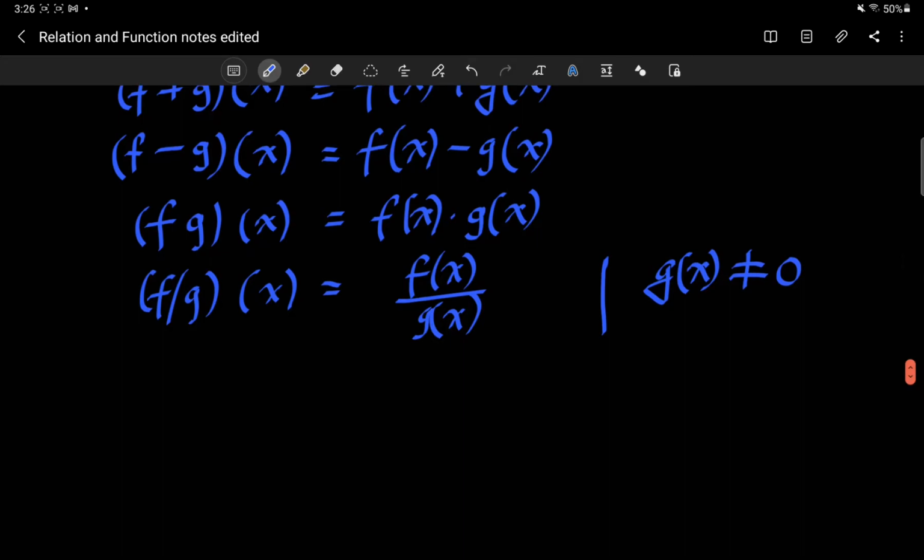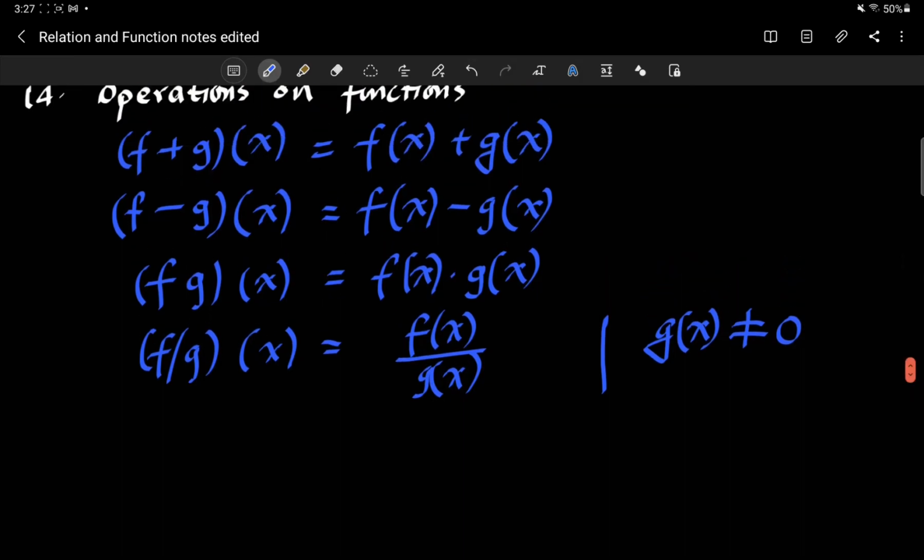So essentially what this is saying is, these are just numbers, f(x) and g(x). These are outputs which are numbers, and so they follow the same rules of algebra as numbers follow.